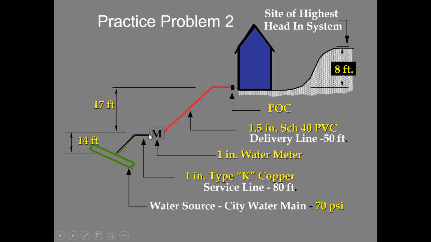Our delivery line, from our meter to our point of connection, is going to be 50 feet long, 1.5 inches in diameter, and it's going to be made out of Schedule 40 PVC pipe. Our water meter is what size? 1 inch. And then our gate valves are other. None and none. So zippo, zilch, none of them. So don't need to worry about those.